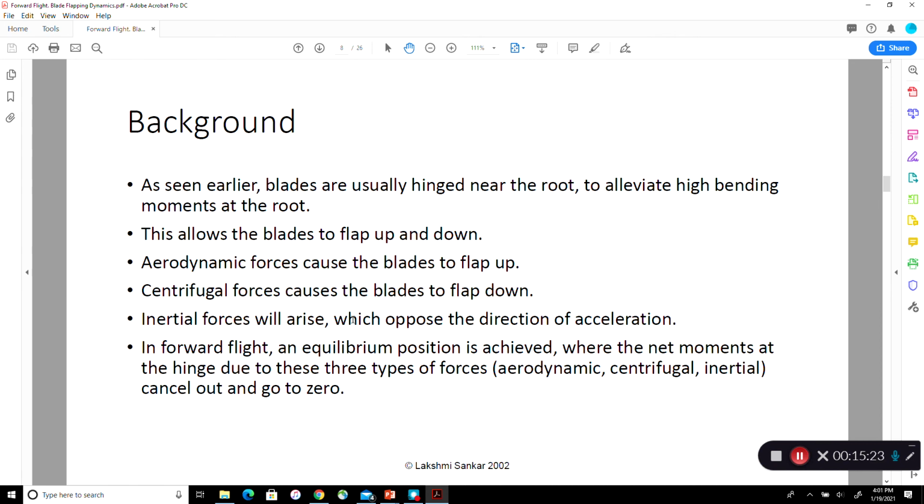Now, because everything is unsteady, we are also generating inertial forces, which is m times x double dot. Okay. So in forward flight, an equilibrium will be achieved where the net moments at the flapping hinge due to the aerodynamic forces, centrifugal forces, and the inertial forces all add up to zero. Sounds complicated? So we are going to show it in a video. We are going to show in the following slides how this happens.